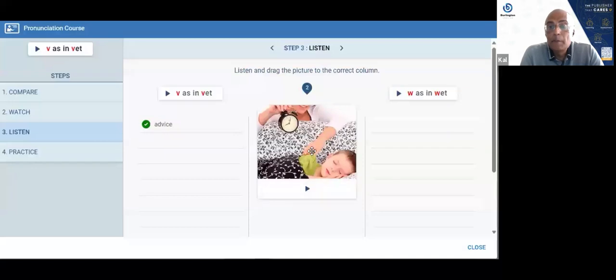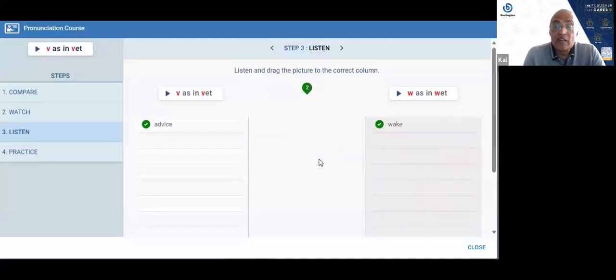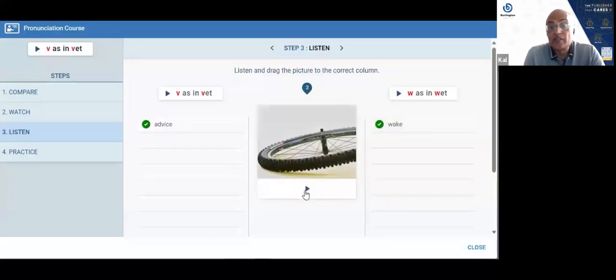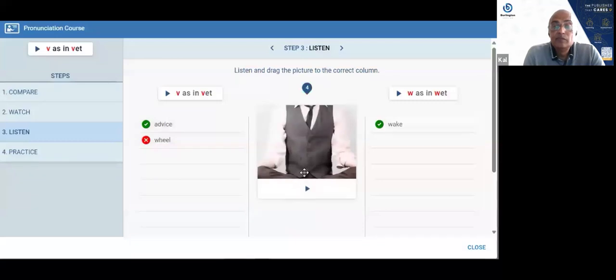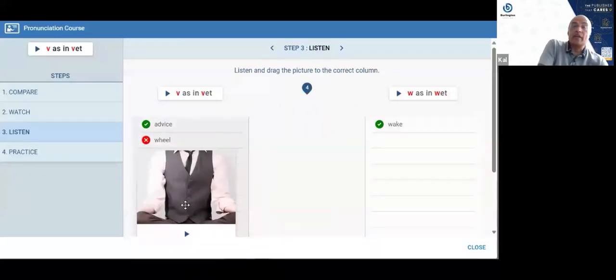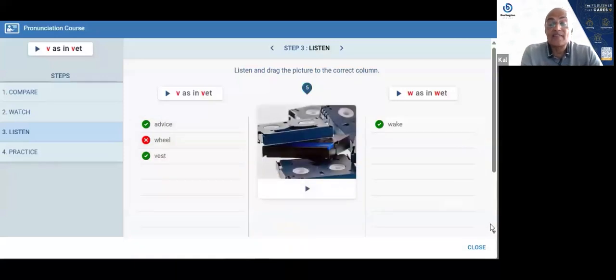Wake. And obviously, if they get it incorrect, they also know. Wheel. Vest. And once they've done enough, it will go on to the next section.